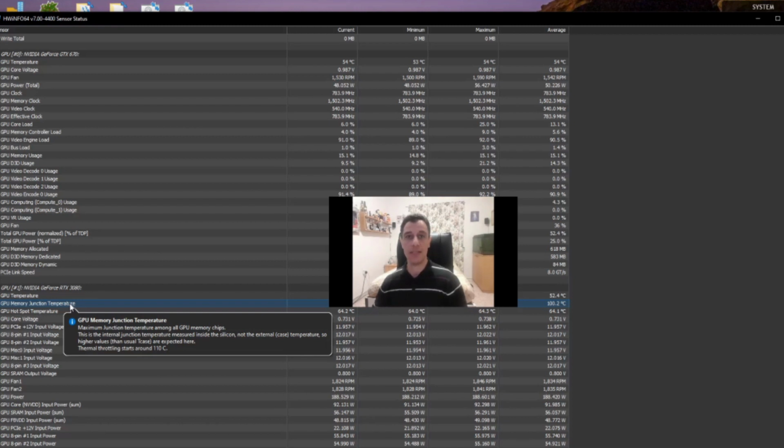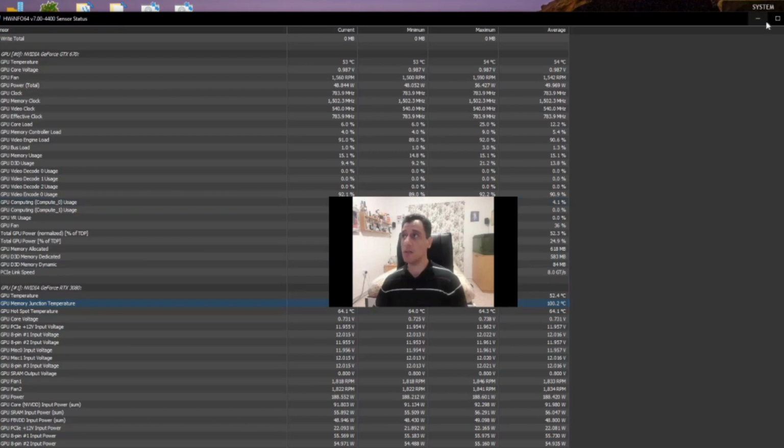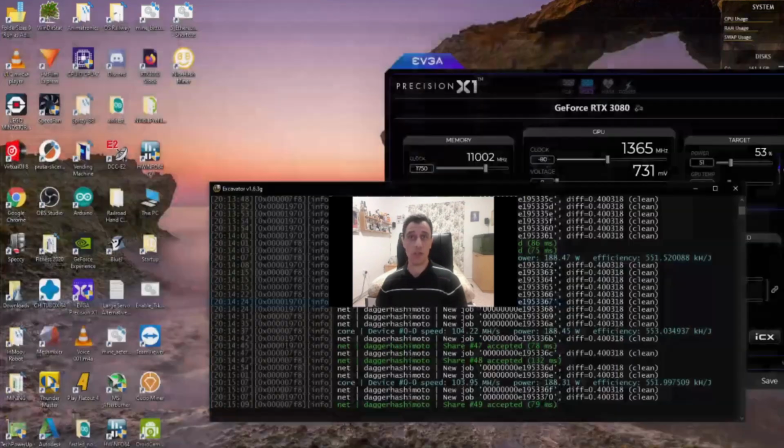GPU temperature stays at 52 degrees. At night, it even goes down to 50. So it's pretty well tuned, in my opinion. So we're just going to close this down.